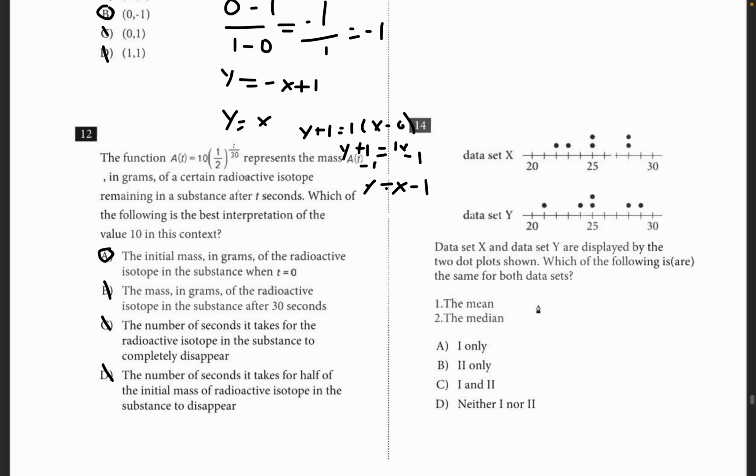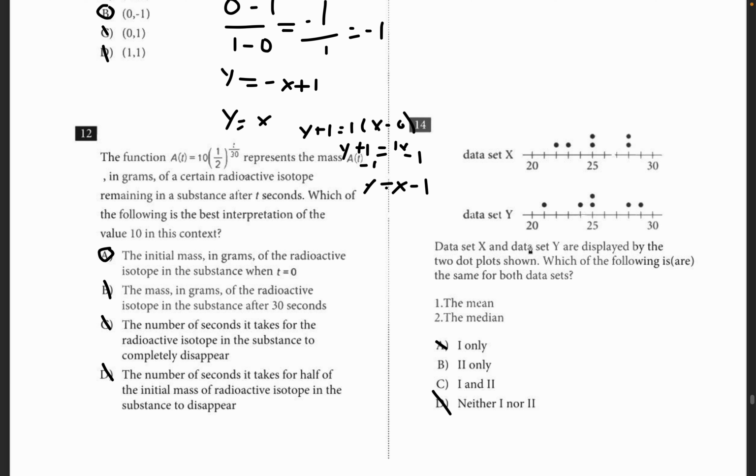The median. Yeah, the median is the same, right? It's 25 because we have 6 values, 1, 2, 3, 4, 5, 6. And then the median would be at the average of the 3rd and 4th values, but we have the same point. So it's going to be 25. So 1, 2, 3, 25. Same thing for 25. So the medians are the same. So this is wrong. This is wrong.